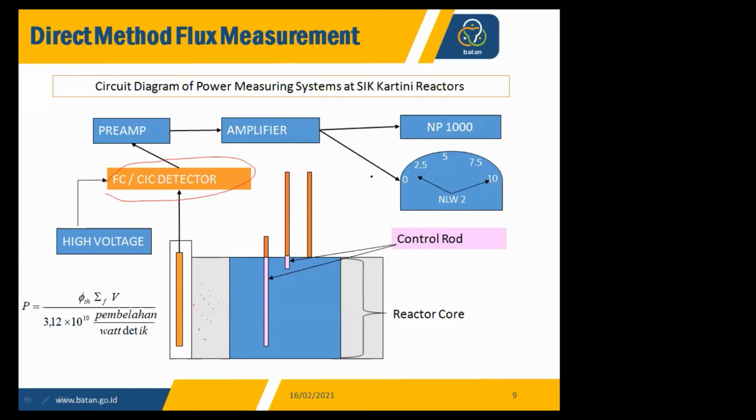Yesterday you already learned about the power meter in the Kartini reactor. The result of neutron flux measurements can be converted to reactor power by a formula. You can see this is the formula to get the power of the reactor if we know the neutron flux measurement result.